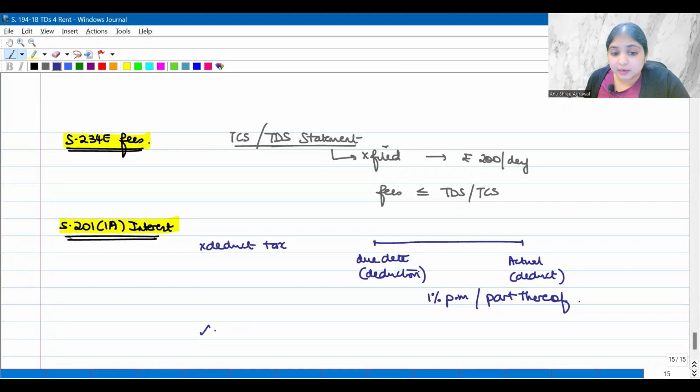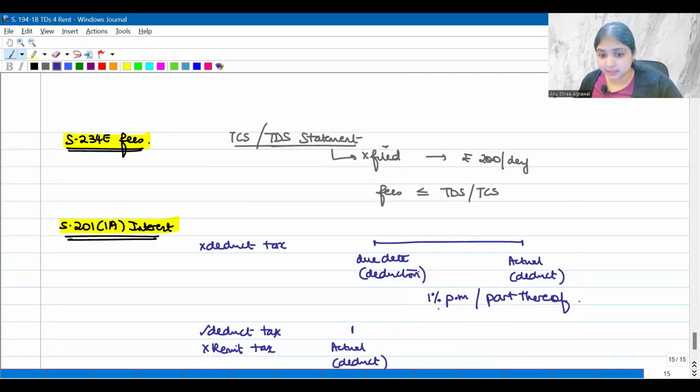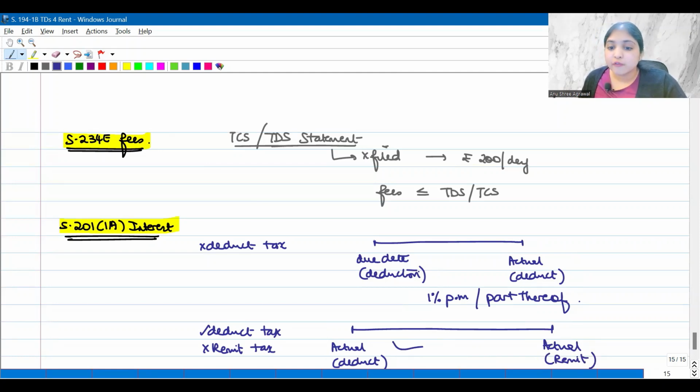But what if the deductor has deducted the tax, but he did not remit the tax on time? In that case, we will see what is the actual date when he deducted the tax, and then we will see when he actually remitted the tax. So what is the gap between when he deducted the tax and when he remitted the tax? Whatever this period is, for that period, 1.5% per month or part thereof, this much 201(1)A interest has to be paid.